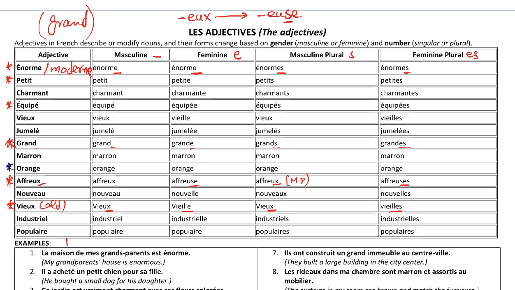Then there is one more irregular adjective that is discussed in the class, that is beau. Beau means beautiful, beautiful. Masculine form is beau, feminine is belle, belle.